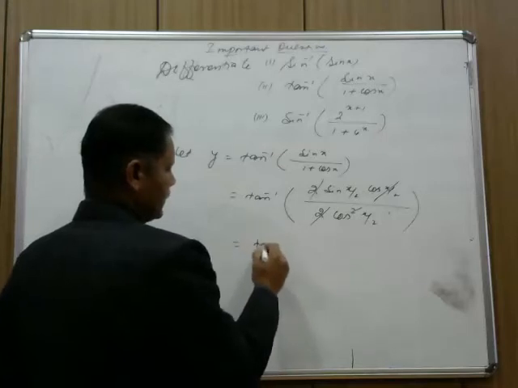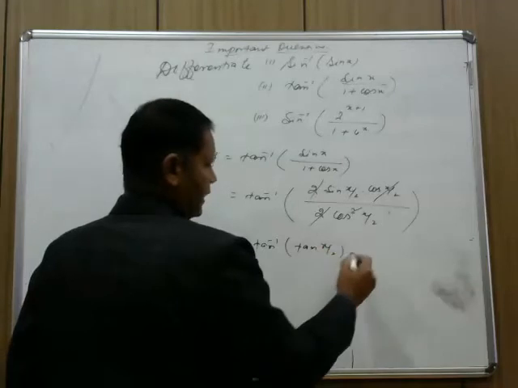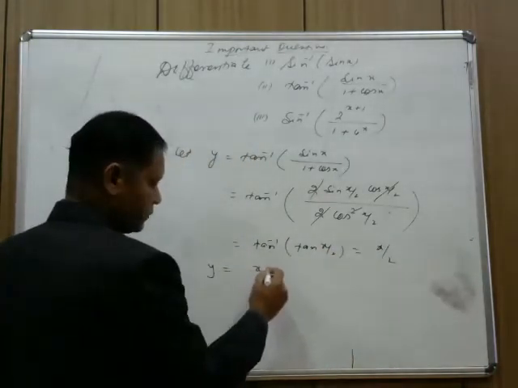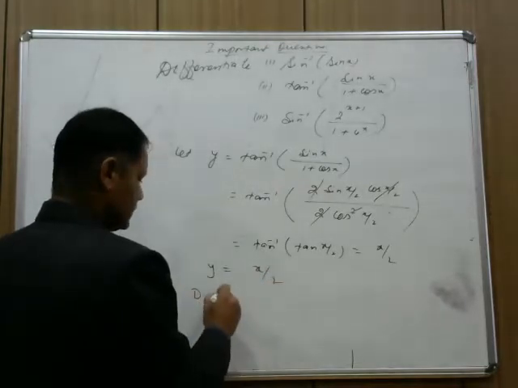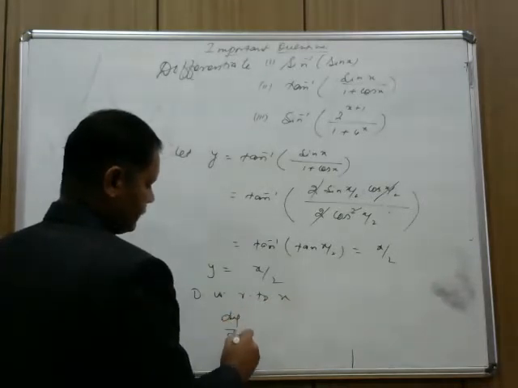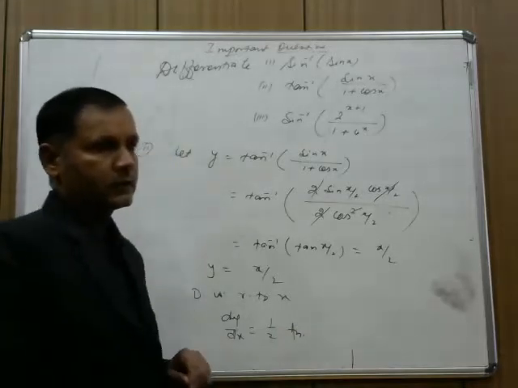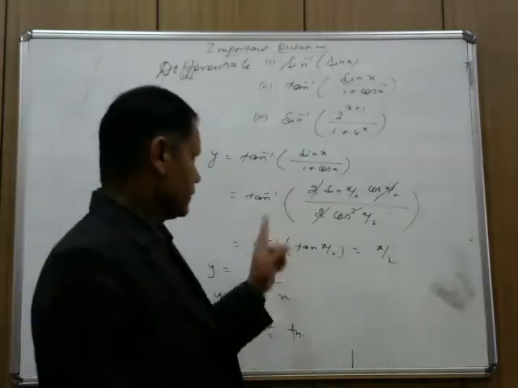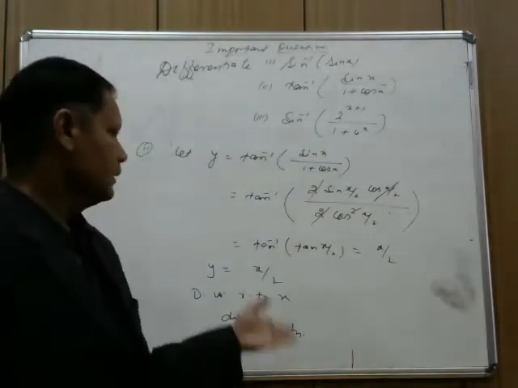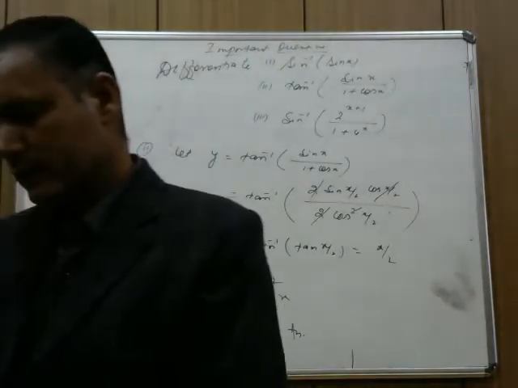Now I am left with tan inverse tan x by 2, and tan inverse tan x by 2 gives how much? x by 2. Therefore now I am left with y is equal to x by 2. Now differentiate with respect to x. dy by dx is equal to 1 by 2. See again, this whole has been converted in terms of tan. Then only this tan inverse will be removed. Right? That's a simple answer.